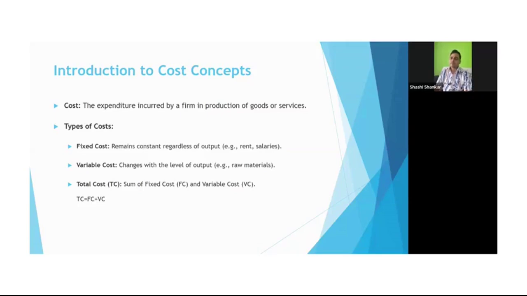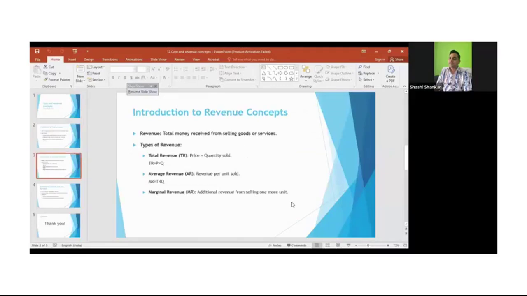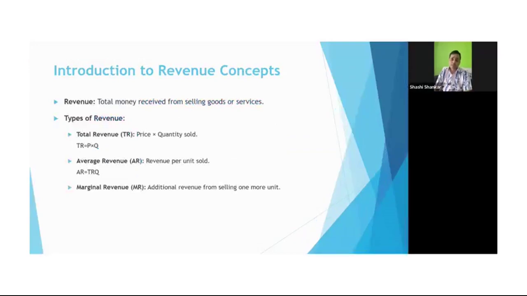All right. Moving to next, that is introduction to revenue concept. What is revenue? Revenue is the total money received from selling goods or services. Revenue is generated by way of selling goods or services. Here also, we can study three types of revenue. One is total revenue. Total revenue is price into quantity sold, so how much quantity is sold into price. Total revenue is equal to price into quantity, TR is equal to P into Q.